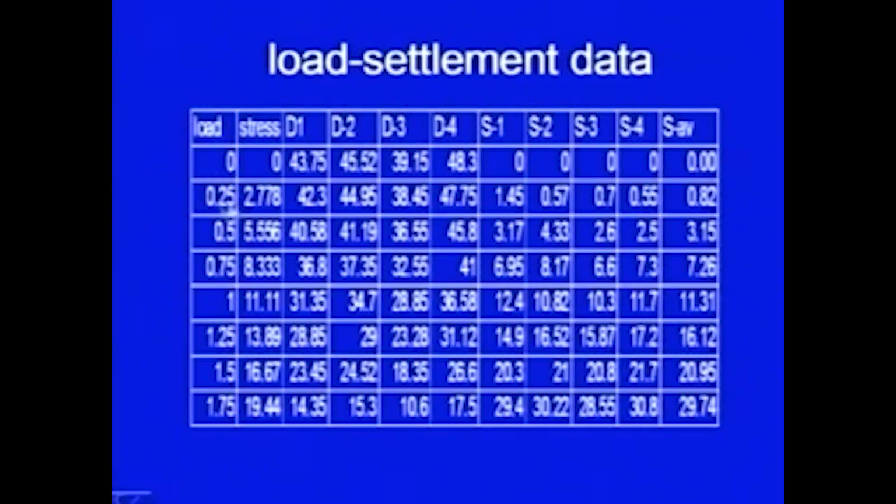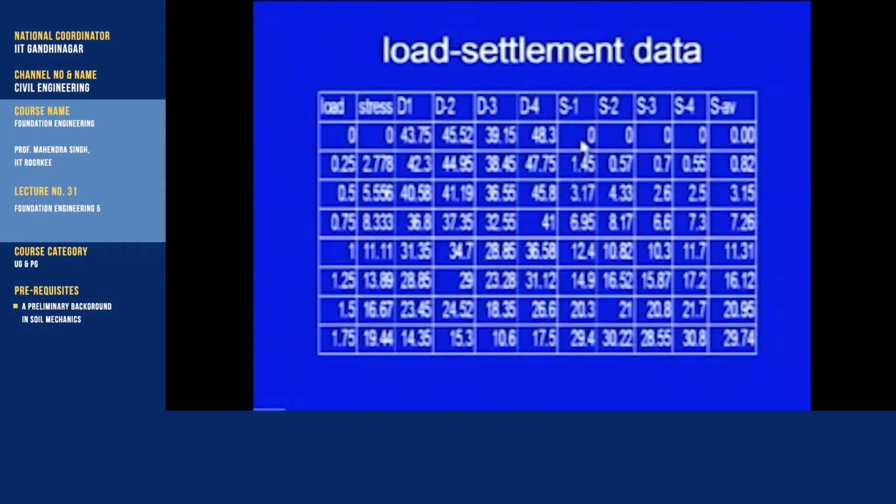So, 0.25 ton was the load, and here it is the dial gauge 1 reading, dial gauge 2 reading, the reading of the dial gauge 3rd and 4th. So, we go on applying the incremental loadings, we wait, we monitor these readings, and final readings are reported here. So, it has gone from 43.75 up to 14.35. This dial gauge reading has gone from 45.52 to 15.3, 13.15, 39.15 to 10.6 and so on. Then you can calculate the settlements.